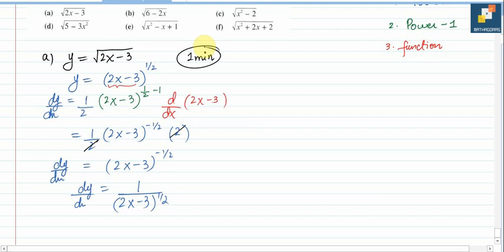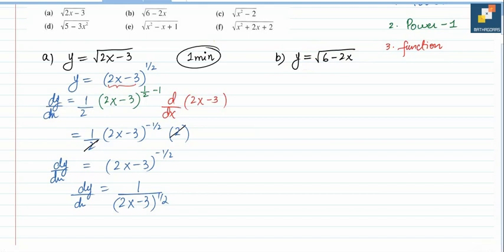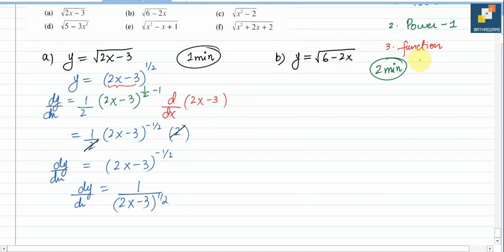Alright, for part B, the question is y equals under root 6 minus 2x. You need to give it a try by yourself, and time to complete this question is 2 minutes. Take your time to start your working, and then I will tell you the answer. So start. Alright, the first thing you need to do is write it in index power. So it will be y equals (6 minus 2x) with the power of 1 divided by 2. That is the first step.